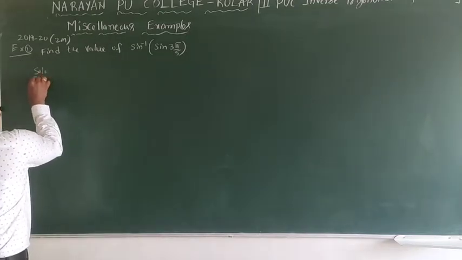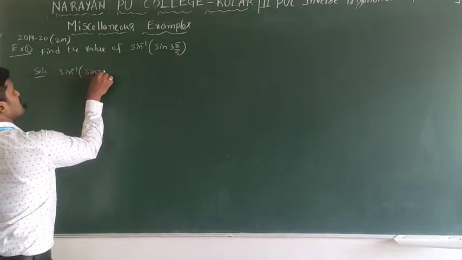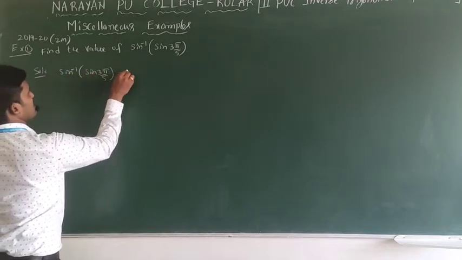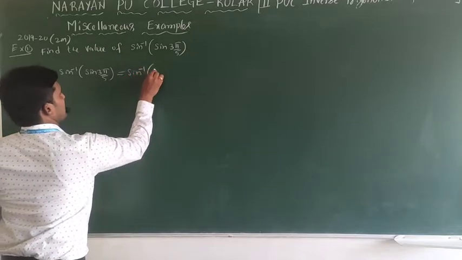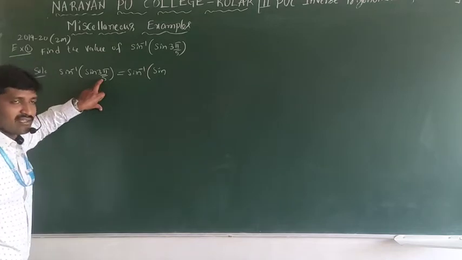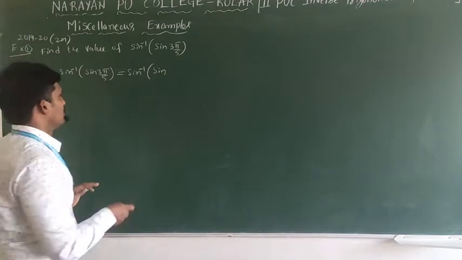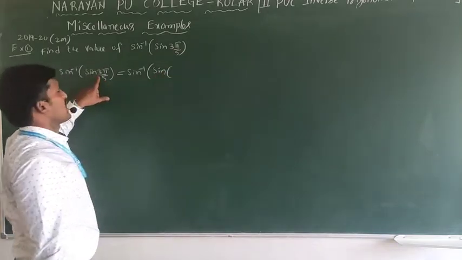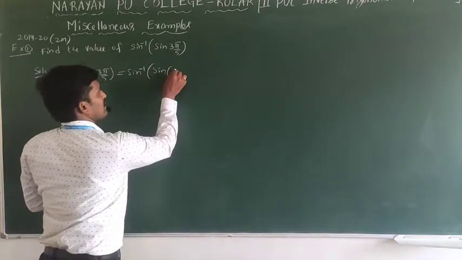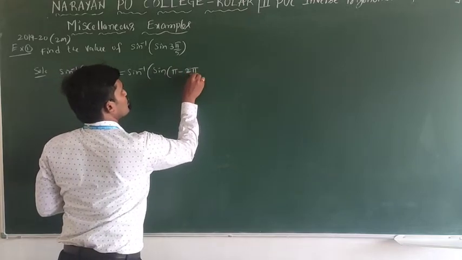How to simplify this angle? Sine inverse of sine 3 pi by 5 is equal to sine inverse of. Before simplifying this, we need to check whether this angle is in the range or not. Then only we can cancel out sine of sine inverse. Now this 3 pi by 5, I am writing as pi minus 2 pi by 5.